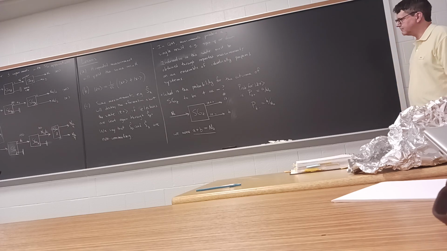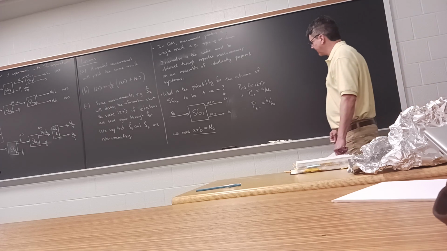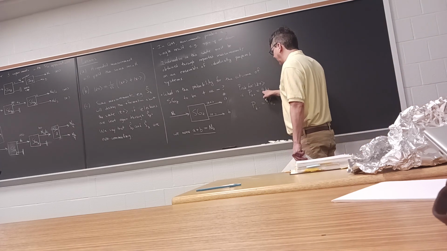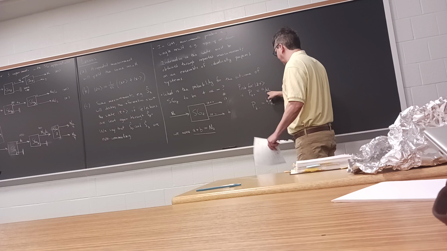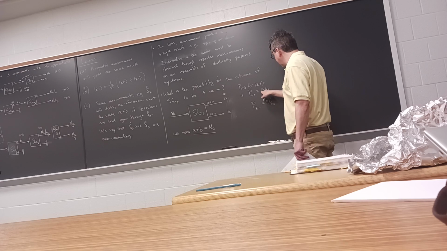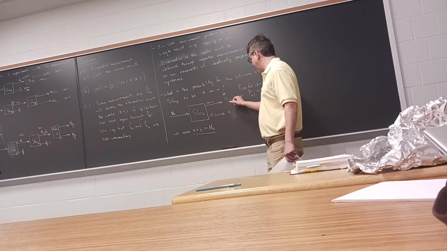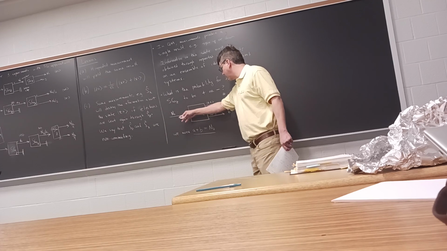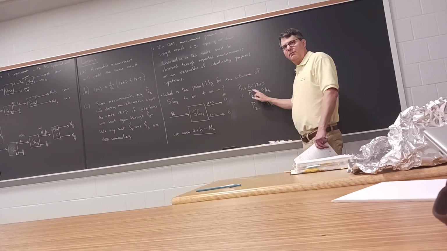Okay? So this is just numbers, right? A is some number coming out, and I divide it by N0. So if A were equal to N0, then that means this was a polarized beam coming in, okay?